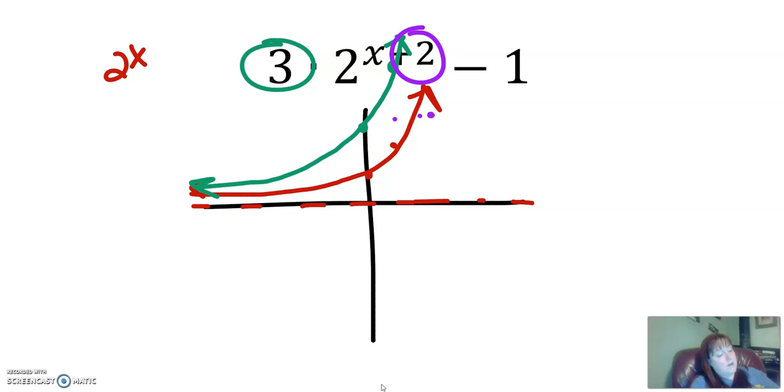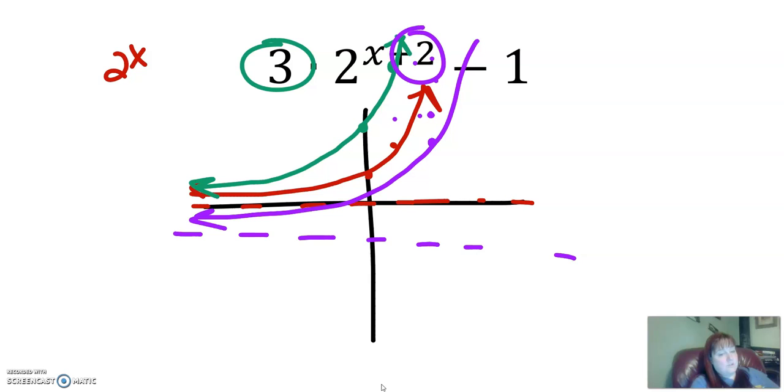And then this 1 is negative, so we're going to go down 1. So we're going to go right 2, down 1. And so our asymptote shifted down 1, so we'd have a new asymptote down here. And we have a graph just like that. It's not perfect. We can do better ones, but I'm running out of time. So there you go. That's the idea behind graphing exponential functions.